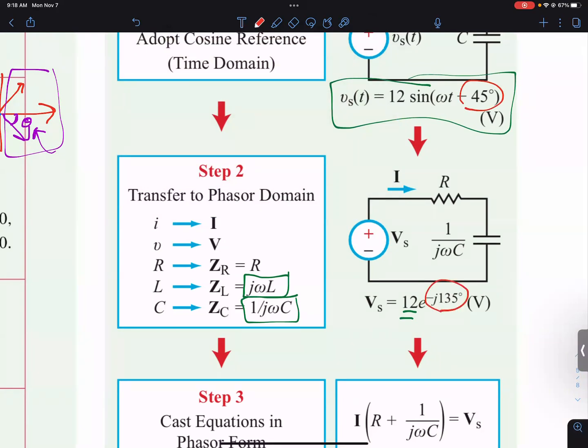Here. So why is this minus 135 degrees? And the shift at sine was minus 45.